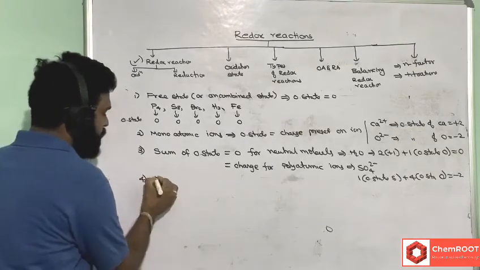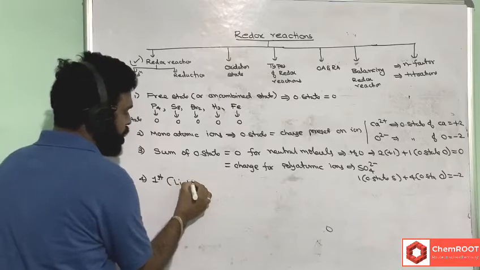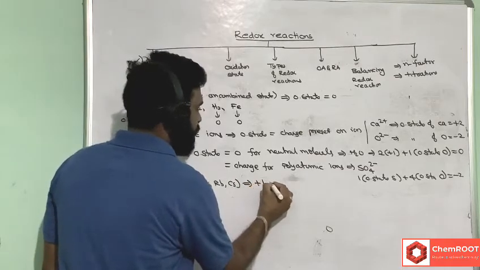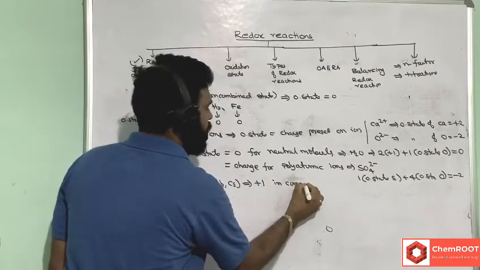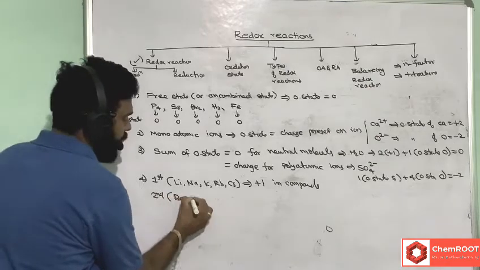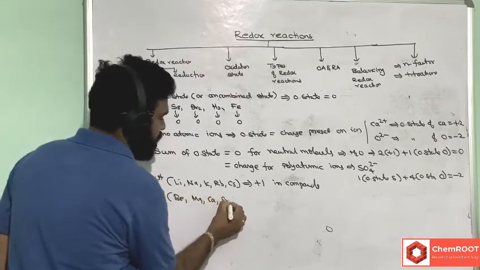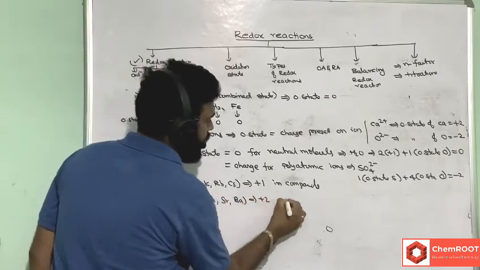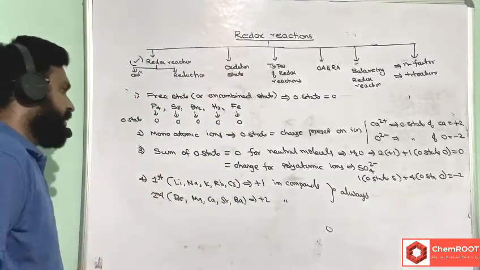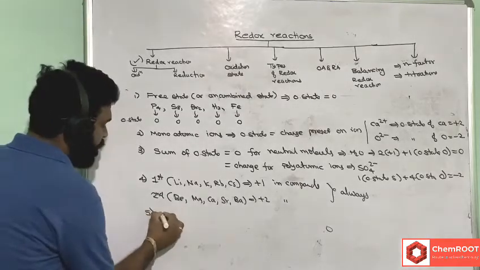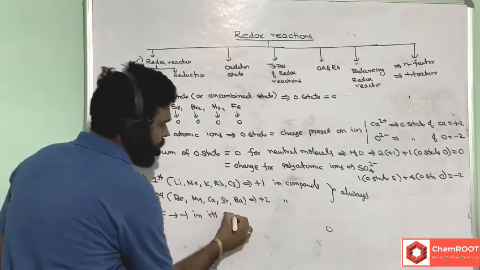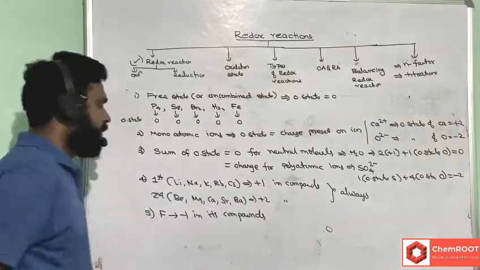Now, the first group elements: lithium, sodium, potassium, rubidium, and cesium always show +1 in compounds. Second group elements, beryllium, magnesium, calcium, strontium, and barium, show +2 in compounds. And fluorine, being the most electronegative atom, shows -1 oxidation state in its compounds.